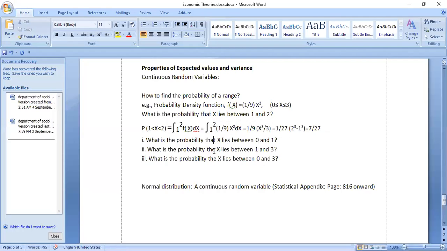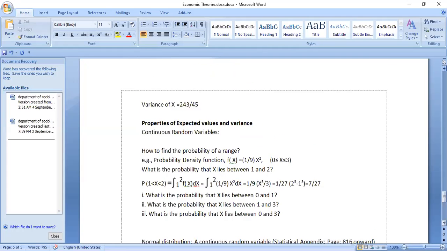How about this? Last one. What is the probability that x lies between 0 and 3? Integrate from 0 to 3. What do you get? We need to calculate it. You need to calculate, or you look at the density function.